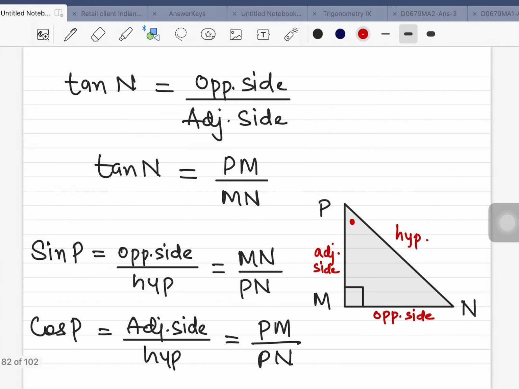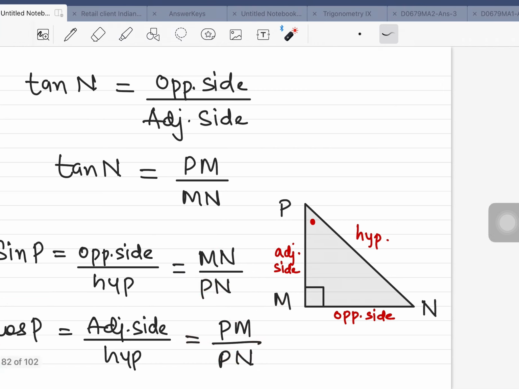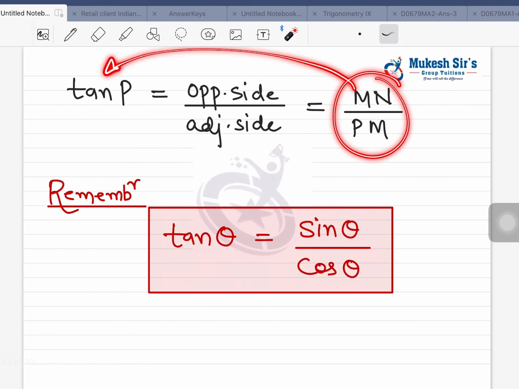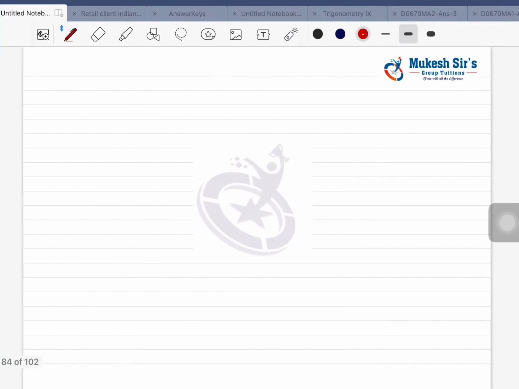Okay. If you divide sine theta and cos theta, listen here now. If you divide these two ratios, sine P upon cos P, PN will cancel. What will be left? MN upon PN, right? And MN upon PN is the value of what? Tan. So tan P is equal to sine P upon cos P. Tan theta is equal to sine theta upon cos theta. Tan A is equal to sine A upon cos A. Tan B is equal to sine B upon cos B. Clear? So tan of any angle is equal to sine theta upon cos theta. That's one more formula. So first learn these formulas by heart and then we can start the sums.